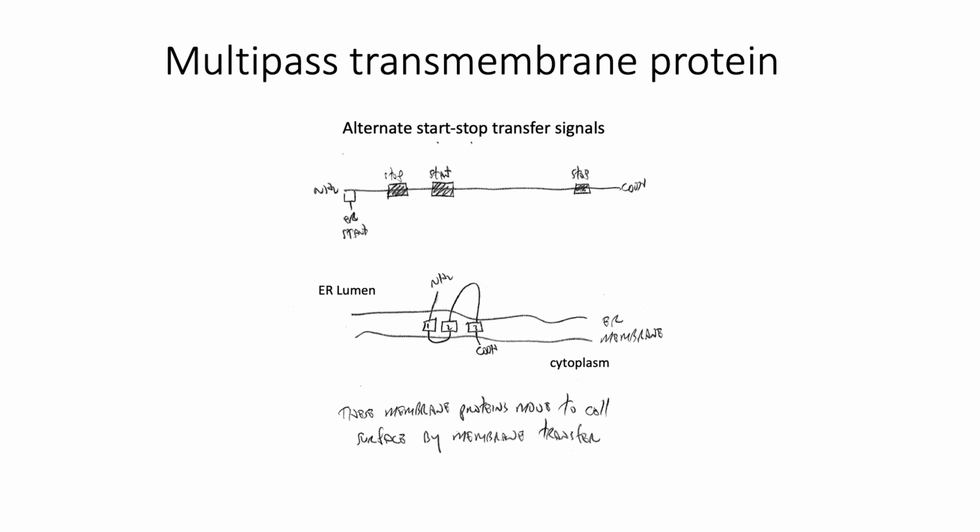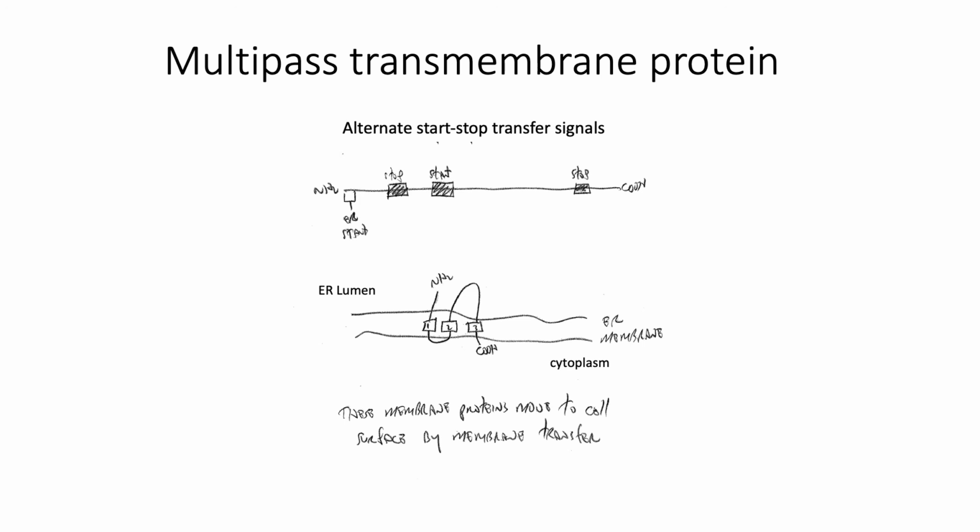And so if you look at the bottom, it kind of shows, in a sense, what it would look like. The lumen is at the top. It's different than what was shown before. They presented it differently. So the lumen of the ER is at the top, and the cytoplasm would be on the bottom.